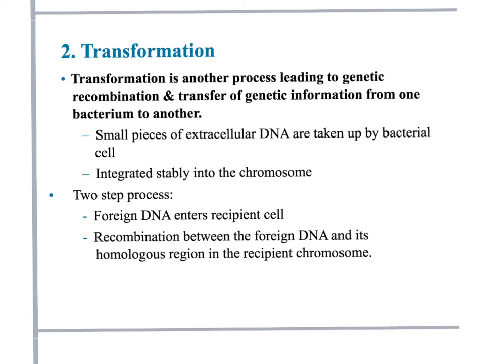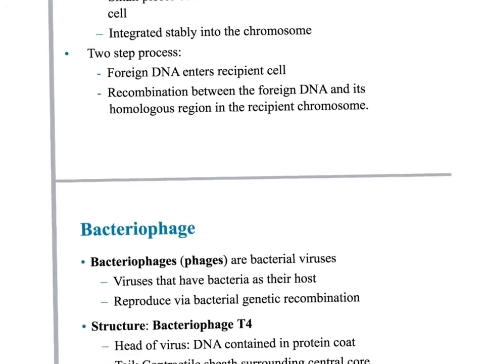So that's our next topic, transformation. So that's another process leading to genetic recombination, as well as the transfer of genetic information from one bacterium to another. So we have small pieces of extracellular DNA that are taken up by the bacterial cell, and then they get integrated very stably into the chromosome. And it's a two-step process. First is that the foreign DNA enters the recipient cell, and then it recombines between the foreign DNA and the homologous region of the recipient chromosome.